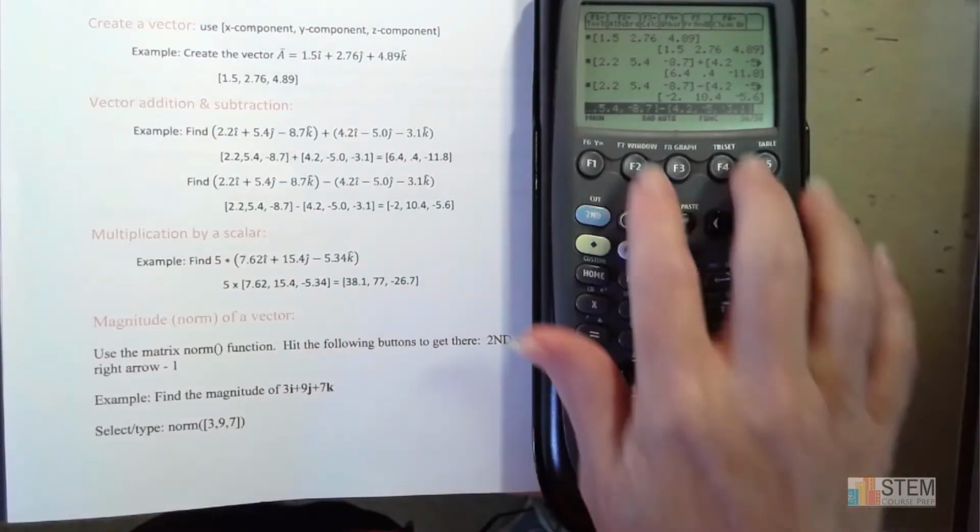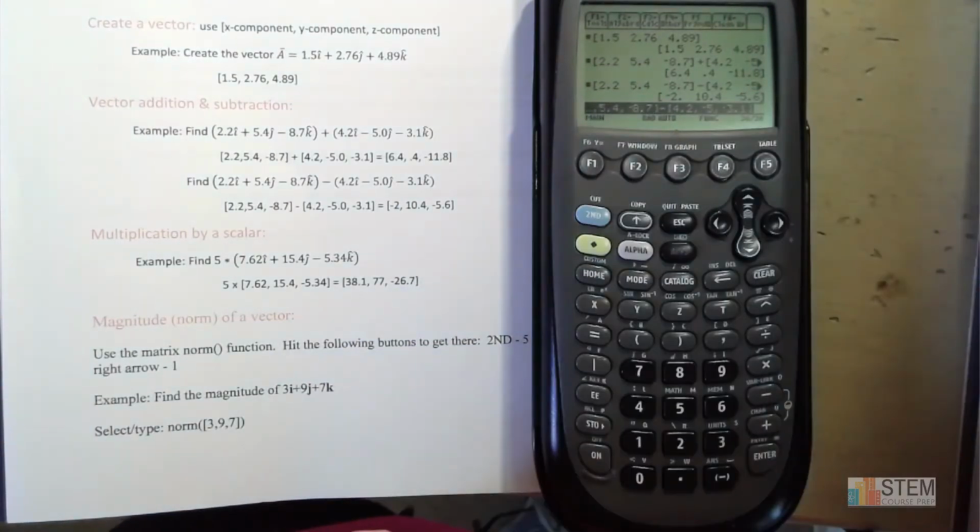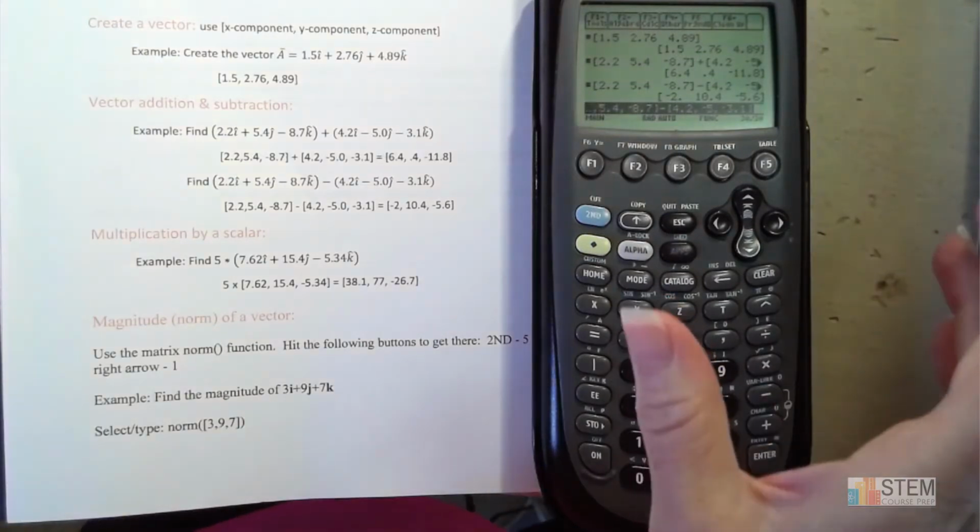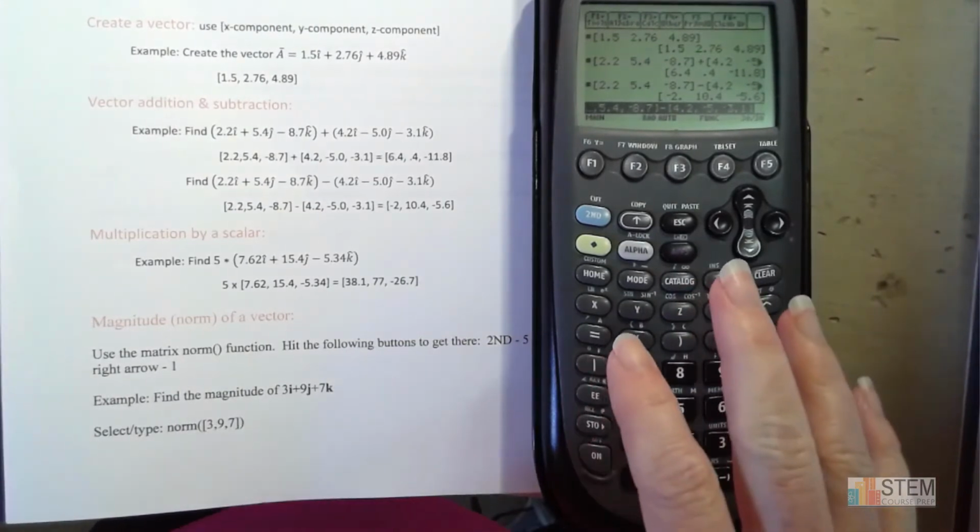Now you have to have the same number of elements in each vector. If you don't, it's going to give you an error. All right, so make sure you have the same number of components. Okay, so that's how we create a vector, do addition and subtraction.